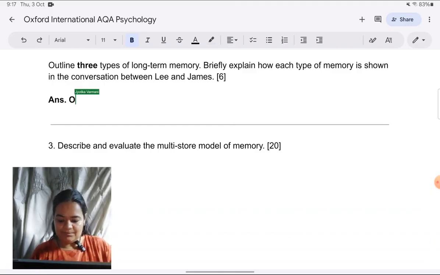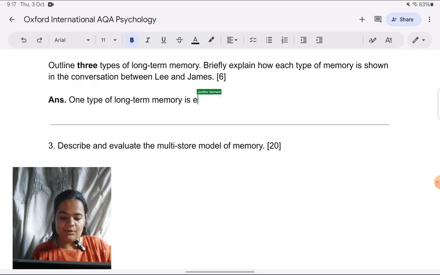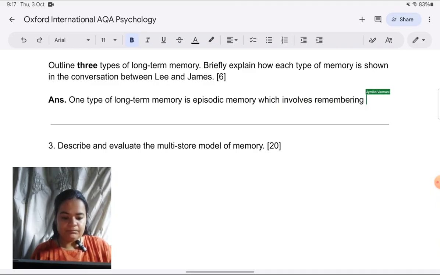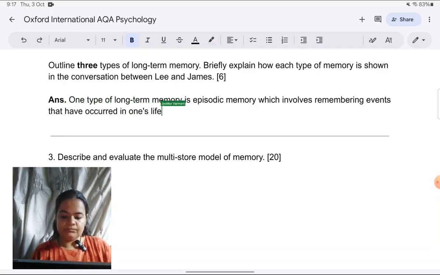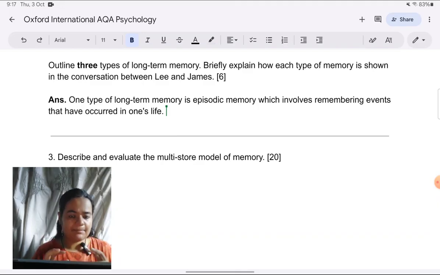One type of long-term memory is episodic memory, which involves remembering events that have occurred in one's life. Okay, so this is my AO1 point. Here I have explained very briefly what episodic memory is. Importantly, I have named it, means I have done correct identification. Now I will link it to the scenario.